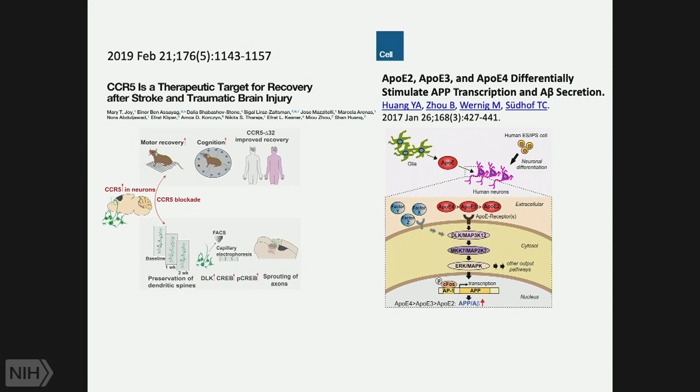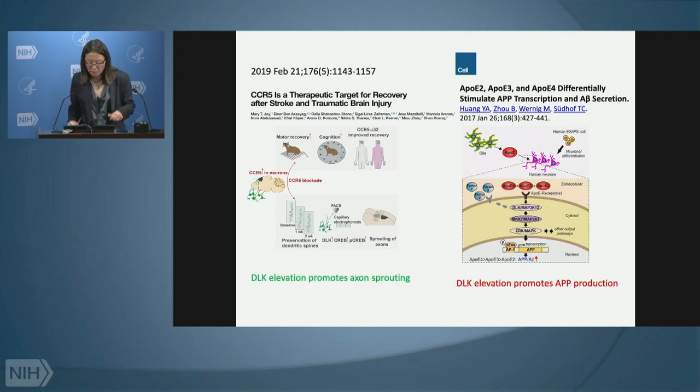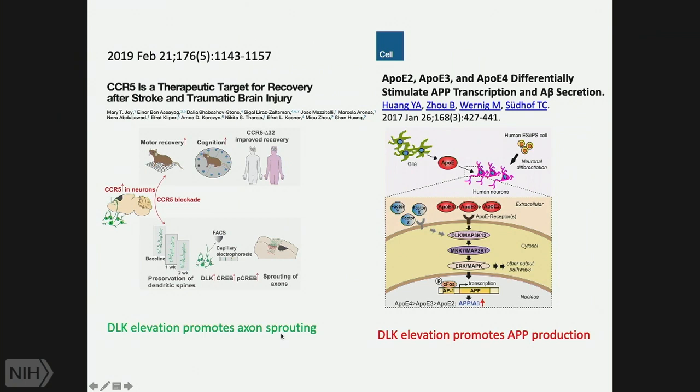And where they show is that by applying ApoE4, the cells respond very potently, upregulating DLK kinase. And downstream of that DLK kinase is a transcriptional upregulation of APP. In other words, elevating DLK can have, depending on the system you're setting up, good effects, such as promoting axon sprouting in a stroke model, and in some ways bad effects, such as promoting APP production, which is also consistent with Claire's work that inhibiting DLK can reduce neurodegenerative phenotypes in APP mouse models.